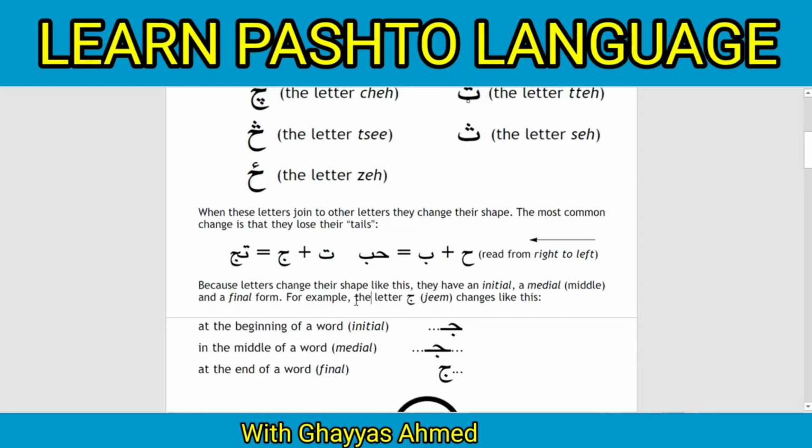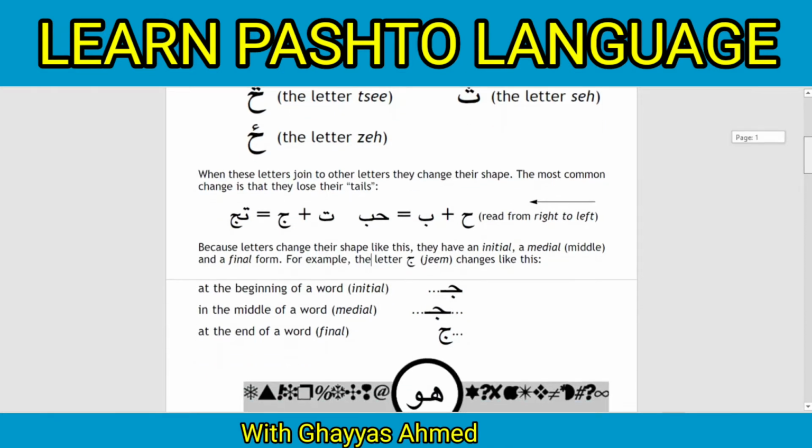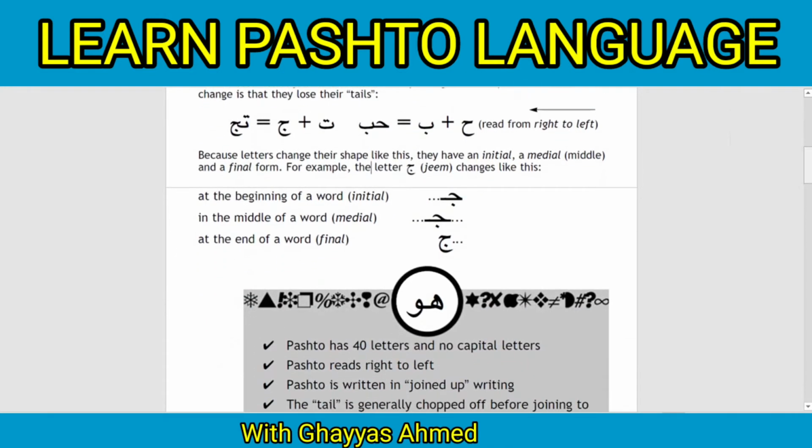Because letters change their shape like this, they have an initial, a medial, middle, and a final form. For example, the letter Jim changes like this: at the beginning of a word, initial; in the middle of a word, medial; and at the end of a word, final.